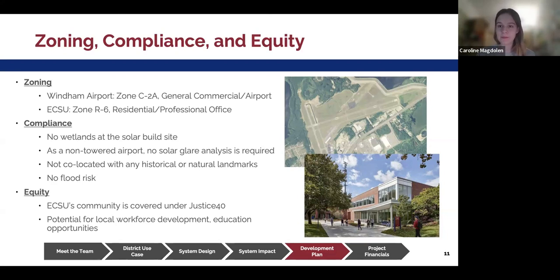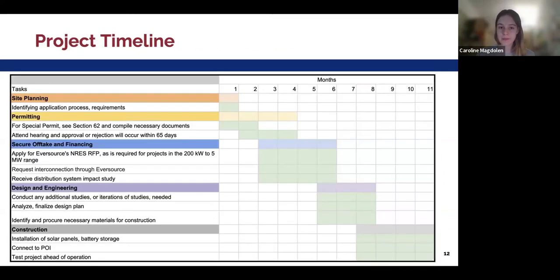Next slide, please. This is just the project timeline for what we're planning out. As already mentioned, there's site planning, which is identifying the application process and requirements, as well as permitting, in addition to securing offtake and financing, and then eventually design and engineering, operation, and testing.